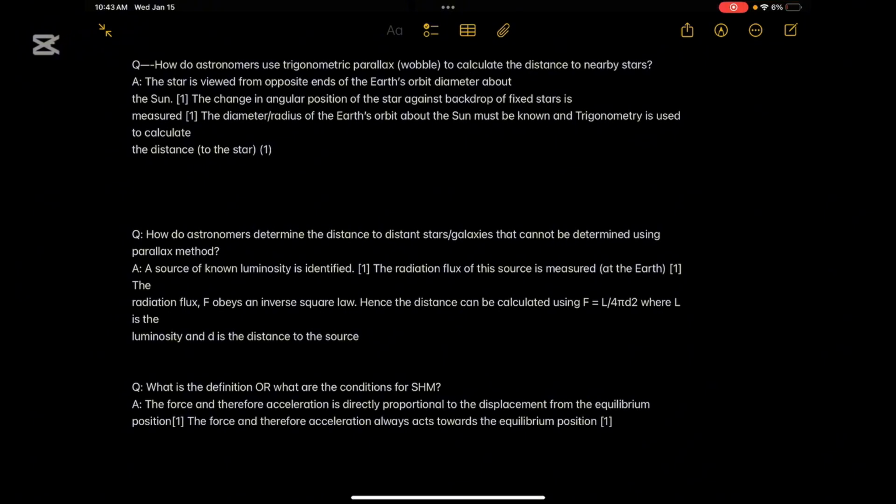then please write the first 4 points that I have written for you. And if they ask how astronomers determine the distance to distant stars, not the nearby stars, then write the second answer that I have written, which is also a 4 marks question. And another very repetitive question of 2 marks is the definition or condition of simple harmonic motion. So these are the 3 questions which you should memorize before going to the exam, because they might come.